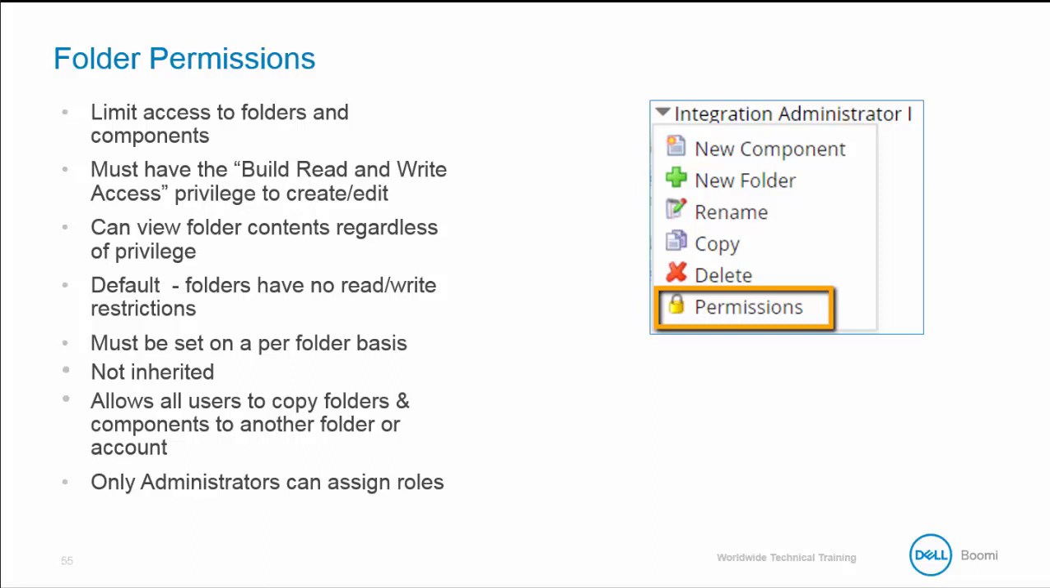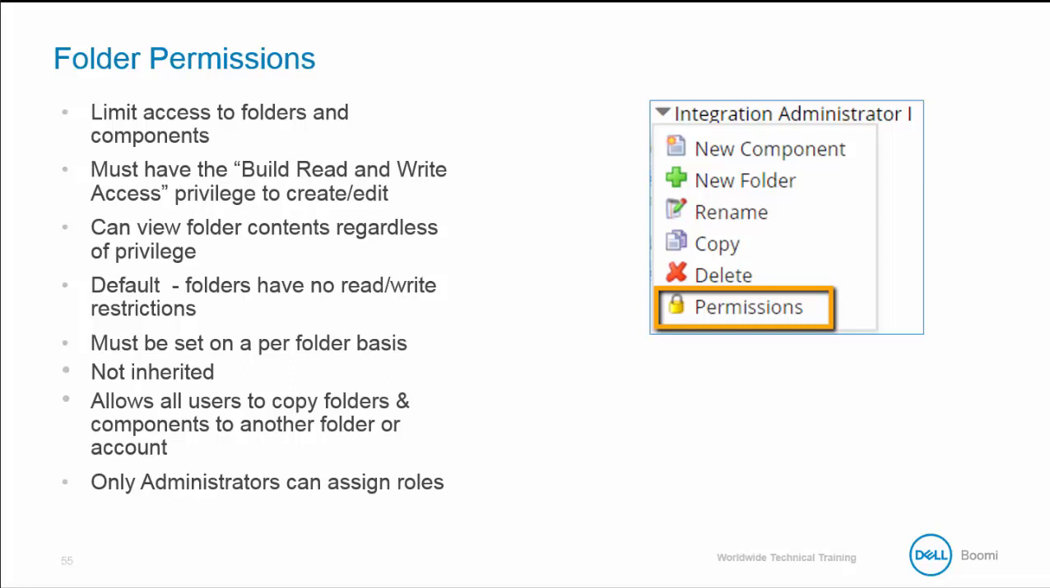The folder permissions only allow write access to the folders and components available on the Build tab. Everyone is able to view the folder contents regardless of privilege. By default, folders do not have read-write restrictions and are assigned by the administrator. To have access, the user must have build, read, and write access to create or edit process shapes.